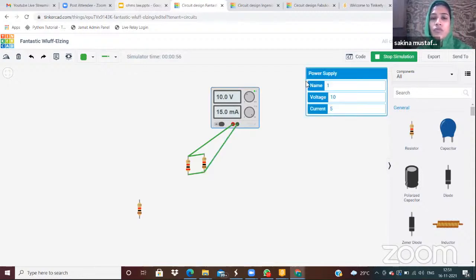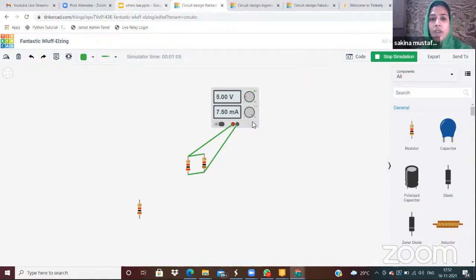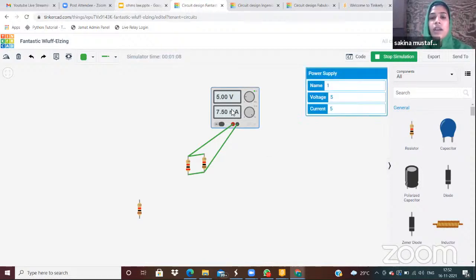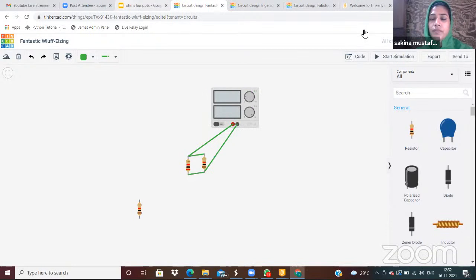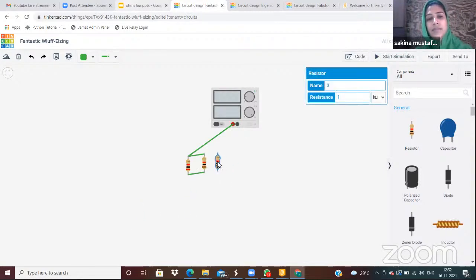Now we'll just reduce it to 5 volt. If it is 5 volt, what will be the current? I think so, 7.5, right? 7.5. If we are connecting it to the 5 volt, the current will be 7.5 milliampere. Now, if we are connecting one more in a series, this we have connected in a series.